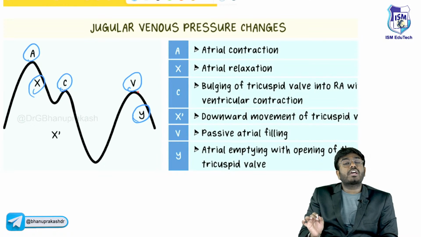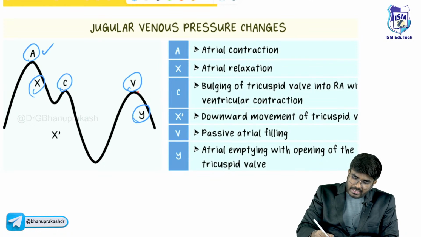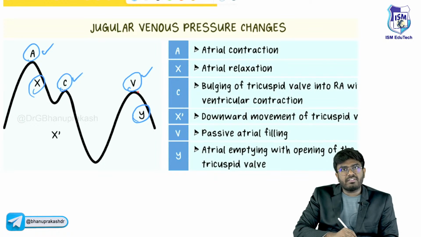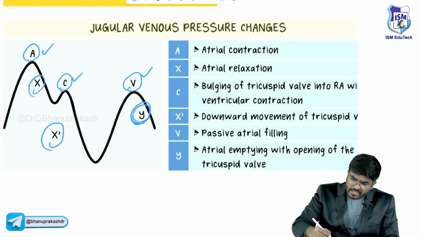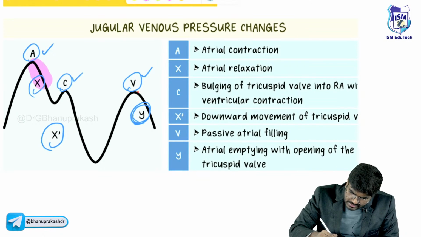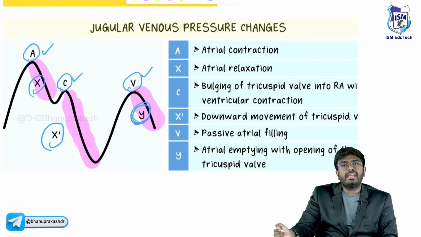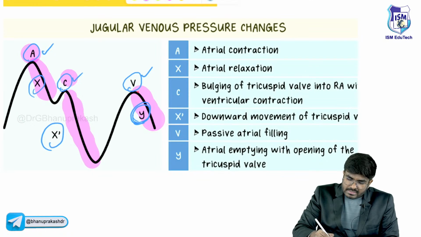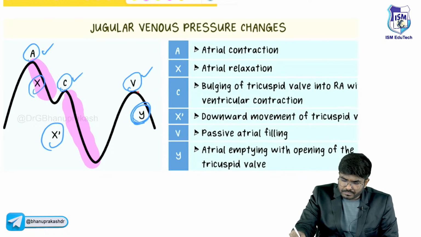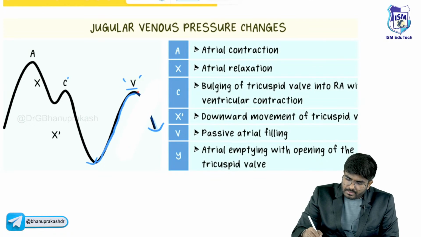Sir, which are the positive waves? Positive waves mean the pressure is increasing. So the positive waves are A, C, V. X and Y waves, let's consider all this as one, this all is the X. X and Y waves are negative waves. A, C, V are positive waves. Now, in which conditions does the pressure in the internal jugular vein increase?